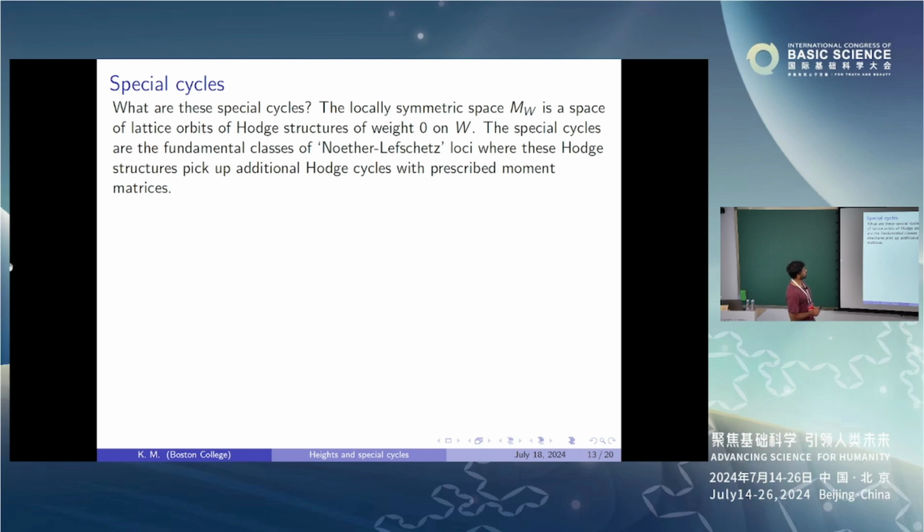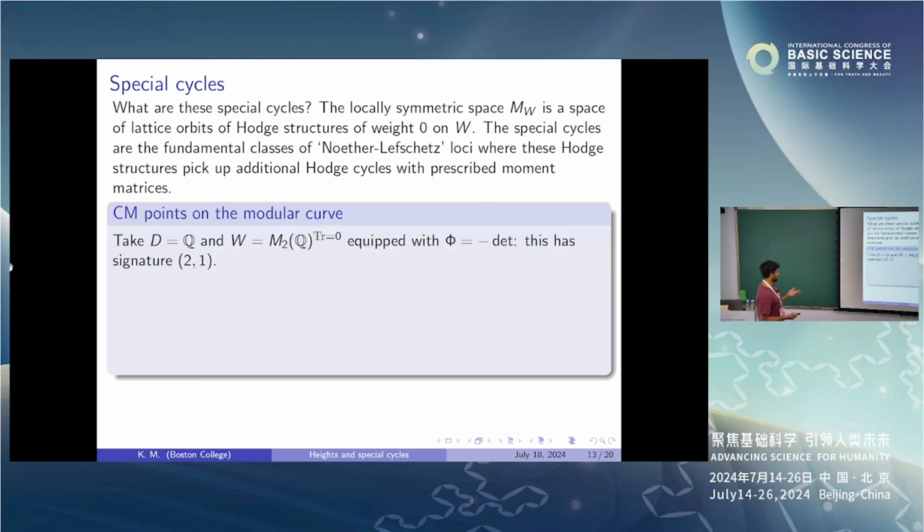And the special cycles are the fundamental classes of what you can call Noether-Lefschetz loci, so where these Hodge structures pick up additional Hodge cycles with prescribed moment matrices. So here's basically one example. If you take D to be Q and W to be this space, so this is basically a split quadratic space of signature 2, 1.